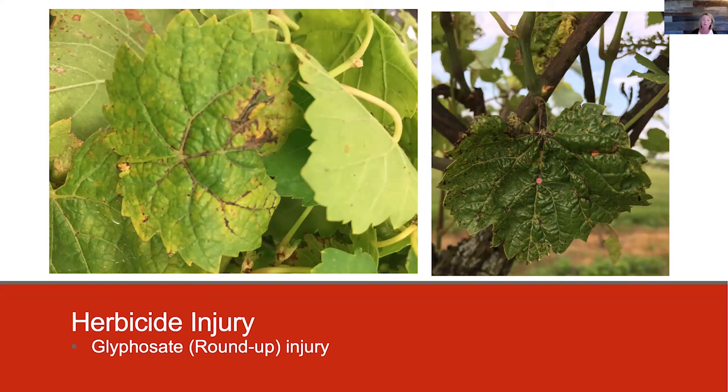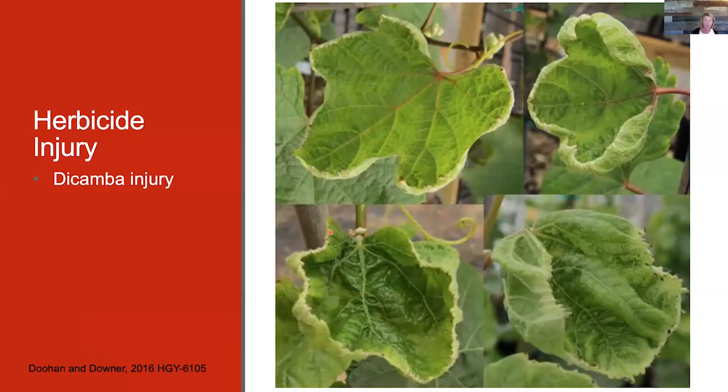Depending on the severity, the grapevines or the leaves will recover from it. However, if the damage is pretty bad, you'll see symptoms next season. And you will also see symptoms next season if you have a late fall Roundup injury.